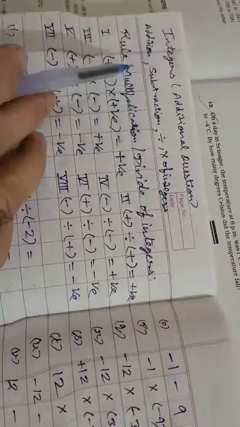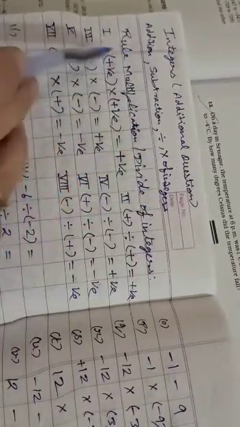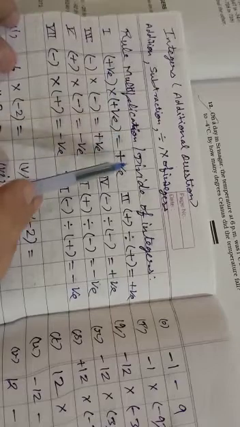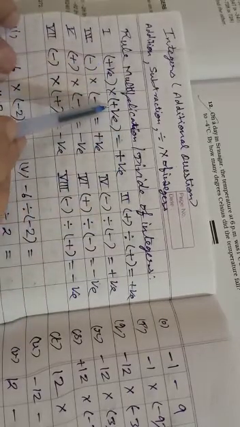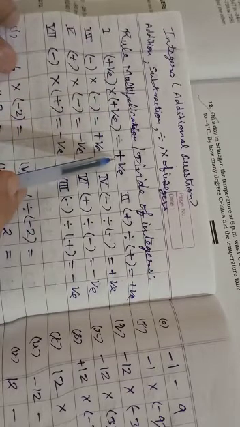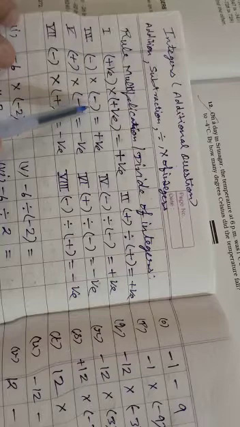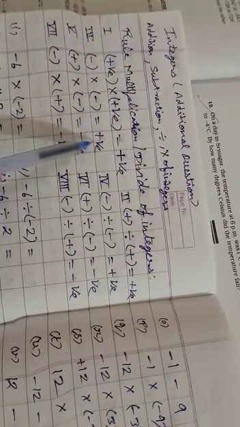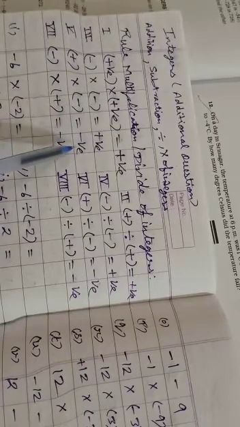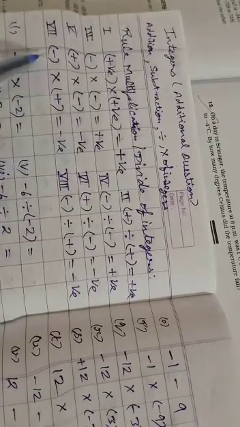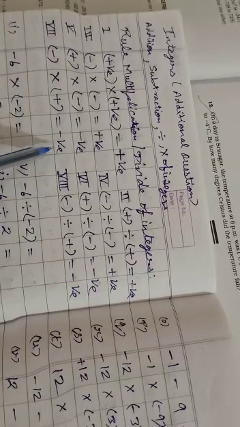Now next, integers, additional question, addition, subtraction, divide, multiply of integer. Rule of multiplication and divide of integers. When a positive integer multiply by a positive integer, we get positive integer. When a negative integer multiply by a negative integer, we get a positive integer. When a positive integer multiply by a negative integer, we get a negative integer.